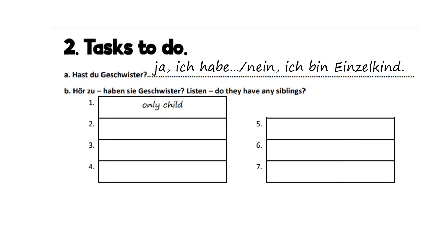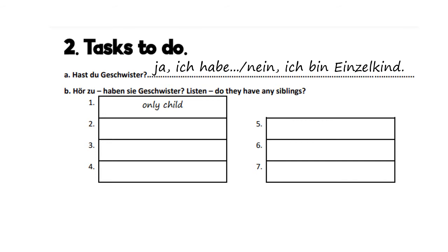So let's have a look at these tasks then. Task A asks you, hast du Geschwister? Do you have any siblings? So you need to write your own answer here. If you do have siblings, you're going to want to start that with ja, ich habe, so yes, I have, and then give a bit more detail. So I would write, for example, ja, ich habe 6 Schwestern.